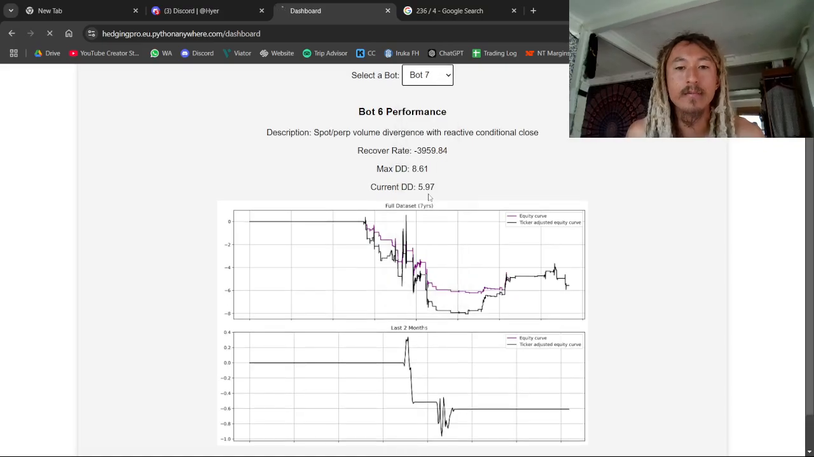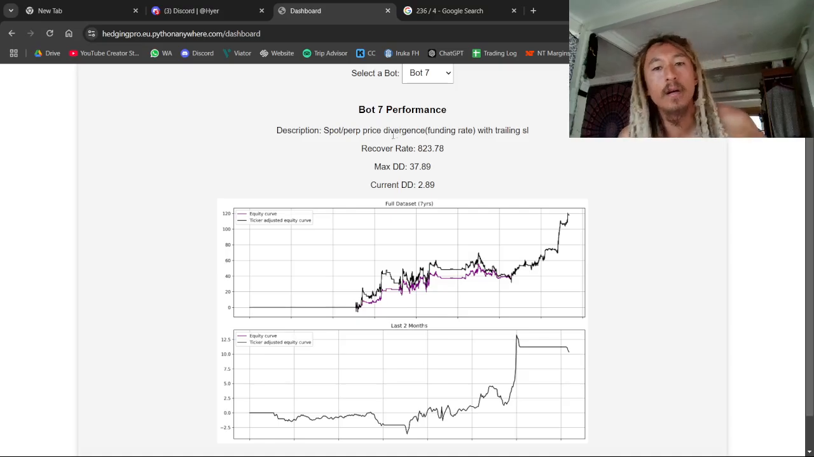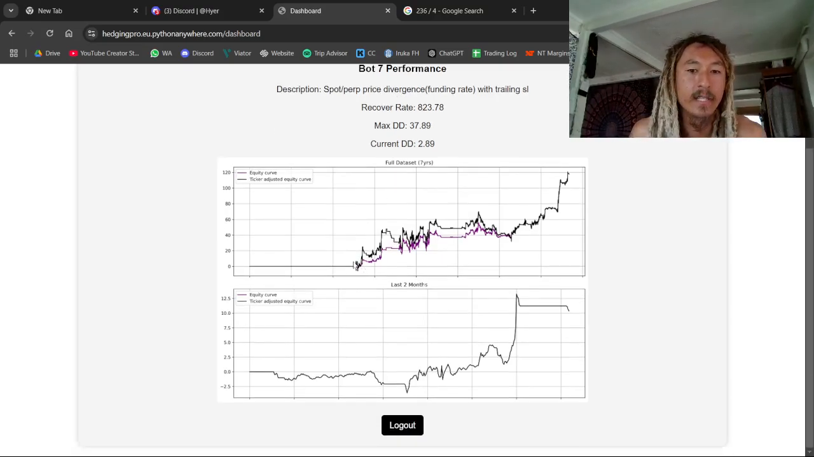No worries there. Bot 7 is another funding rate. This one looks really great. You can see it's like no initial drawdown, pretty smooth. And this one has been carrying heavy in the past 2 months and made a lot of money on the dump.